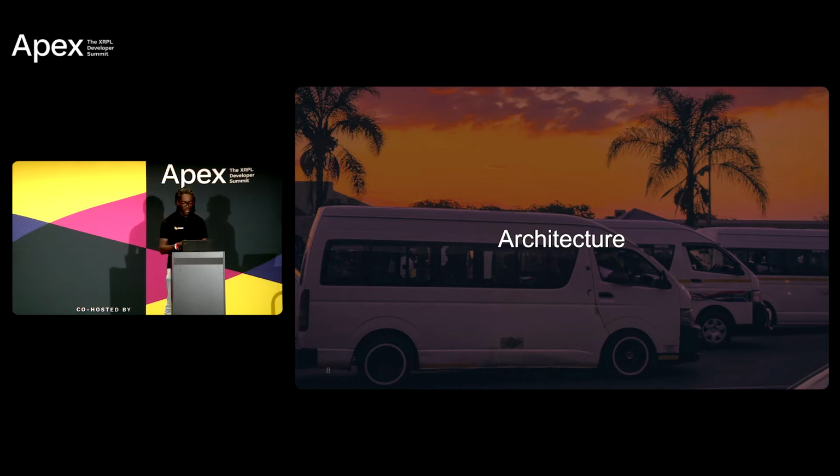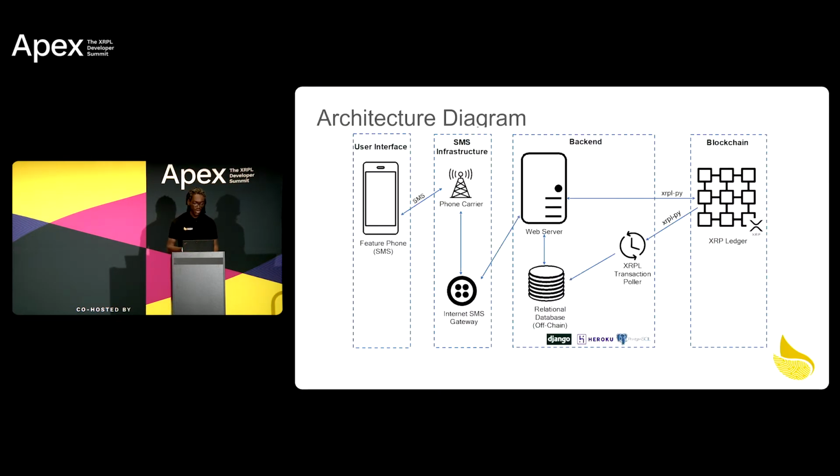Okay, so given that background and what the utility of such a wallet would look like, I'm just going to talk about the architecture and how we've built our wallet. We've got a Django application in the back end, a Django web server hosted on Heroku, and we're making use of the XRPL Py SDK library to interact with the ledger, and an internet gateway, an SMS gateway, for relaying the SMSs from users to our server. We're using Twilio for that. And then you've got the user interacting with the wallet from their normal feature phone, sending an SMS.